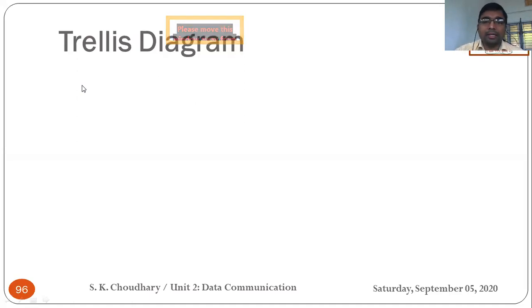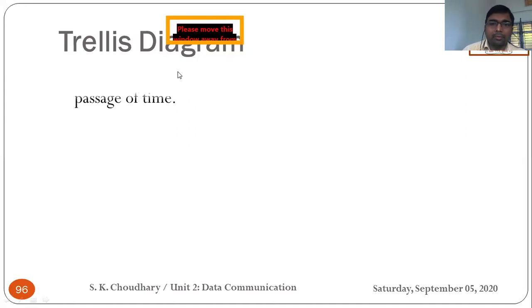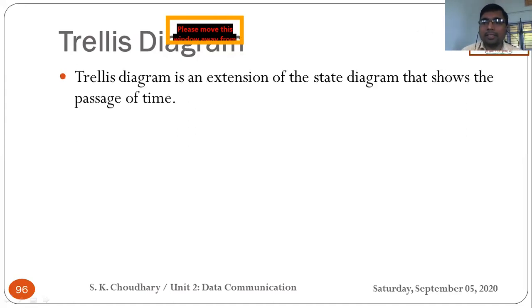So this method is called the trellis diagram. It is a very effective method, and in most applications we prefer this method over the other methods. Even the other methods are valid, but this is preferred. So what is the trellis diagram? The trellis diagram is nothing but an extension of the state diagram that shows the passage of time.